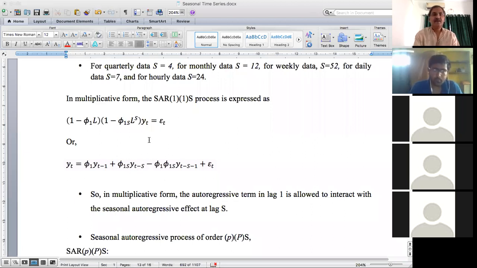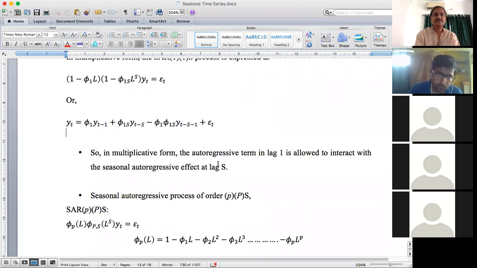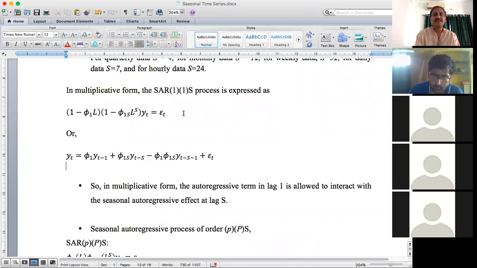And you have the cross multiplicative terms, that is phi 1 L into phi 1 S, L to the power S into yt. So from here you have this component phi 1 into phi 1 S yt minus S minus 1 plus epsilon t. So if we express the autoregressive process in multiplicative form like this, we have an additional term here, phi 1 into phi 1 S yt minus S minus 1.